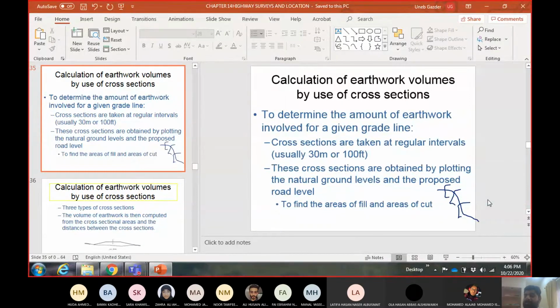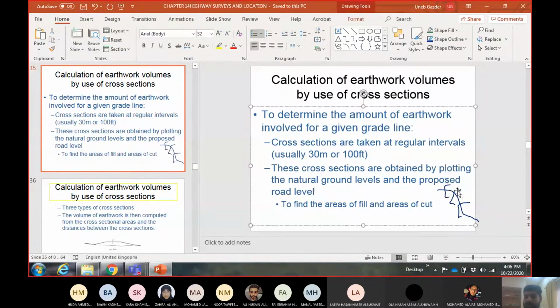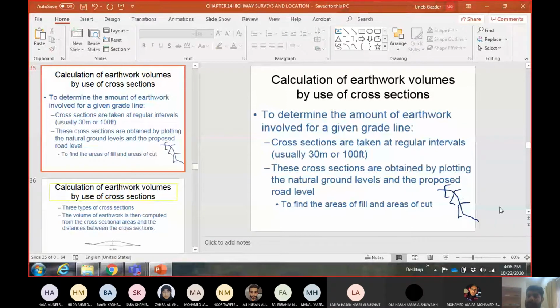So normally, let's say this is the first cross section and this is the next one. The distance between them will be 30 meters, 100 feet normally. You can increase or decrease it, but this is a normal practice.